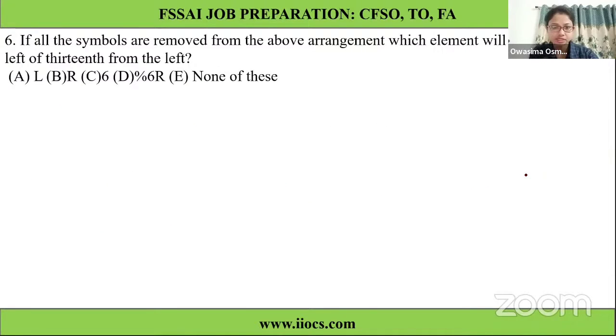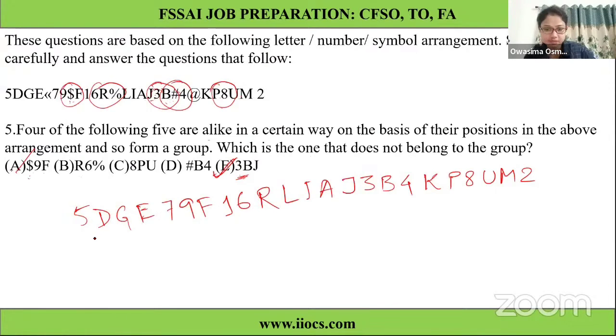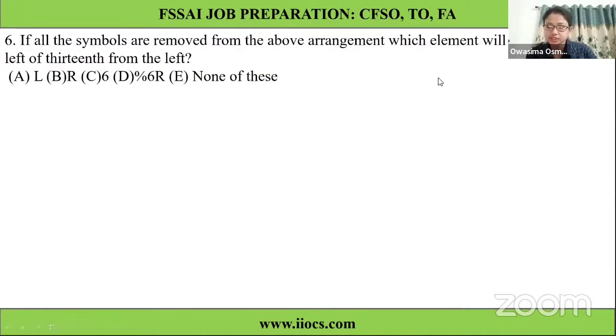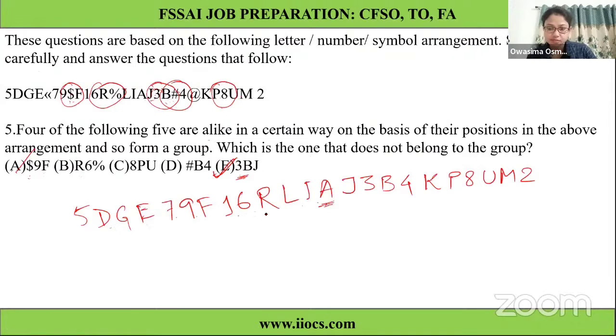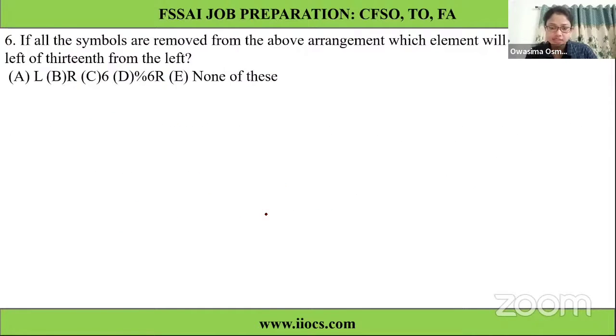So our question is, with all the symbols removed from the above arrangement, which element will be third to the left of 13th from the left? 13th from the left means 1, 2, 3, 4, 5, 6, 7, 8, 9, 10, 11, 12, 13. A is the 13th term. And they asked about the third to the left of the 13th. So third to the left is 1, 2, 3. R is the third to the left. So our answer will be B.